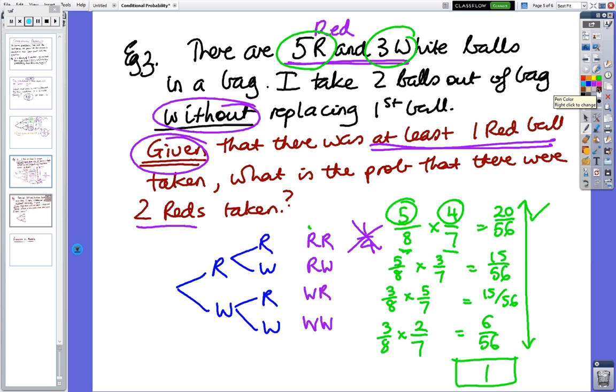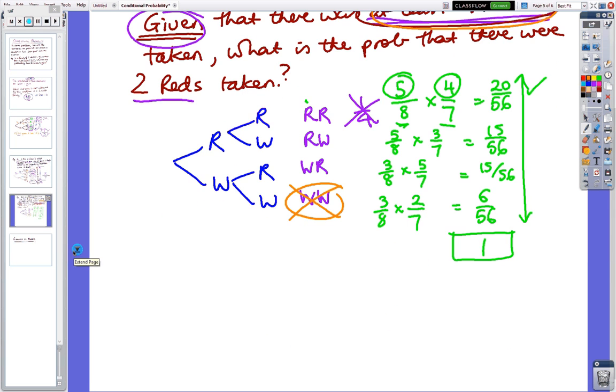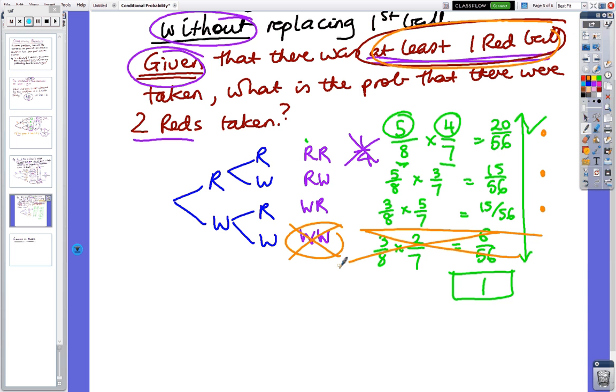Okay. Now we look at the question. The condition is that there's at least 1 red. So that means that we can't have that outcome. There's at least 1 red, so we can't have white, white. Okay, I haven't got a lot of space. There's my page extender. So I've lost the question. Given that there was at least 1 red, these are the answers that are possible, and that answer is not in anymore. So given that there was at least 1 red, which is these 3 answers, what's the chance that it was 2 reds?